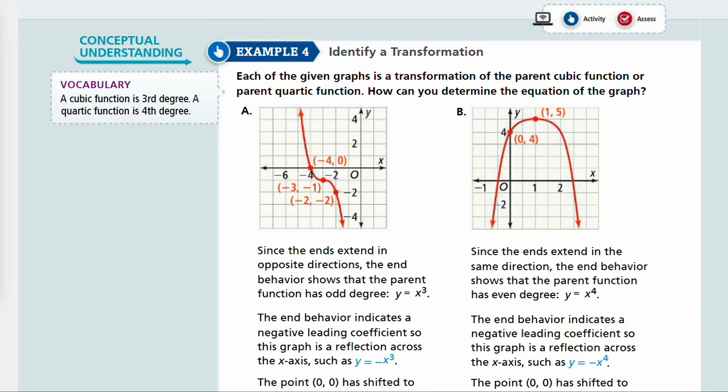Okay, let's look at example 4. Identify a transformation. Each of the given graphs is a transformation of the parent cubic function or parent quartic function. How can you determine the equation of the graph? So we know that the parent cubic function would just be x cubed. And then the parent quartic function would just be x to the 4th power.